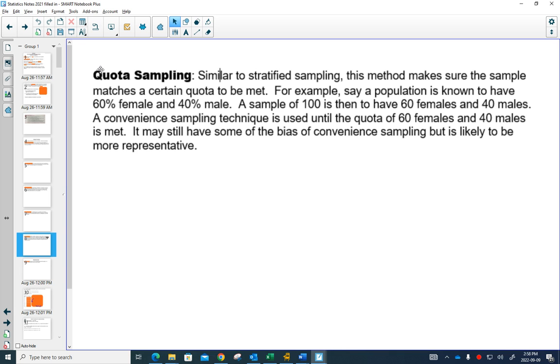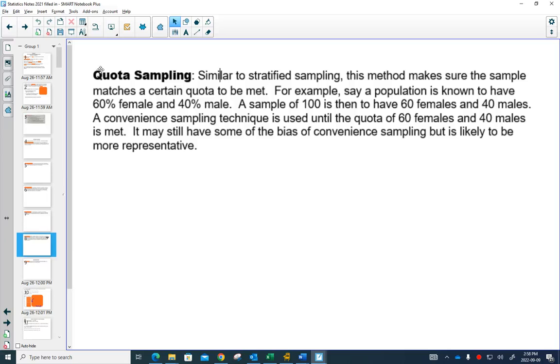Quota sampling, similar to strata sampling, but you have to meet a certain quota. So, for example, if you know the entire population has a breakdown, in this case 60% female, 40% male, then with your sample of 100, you ask until you reach a quota. And then, okay, we've got enough females. The next 3, we have to ask our males. So you set a quota or an amount that you want from each one.